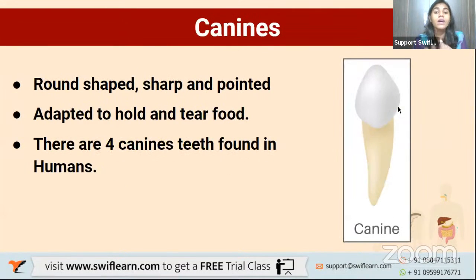Moving to the next type of teeth, which is your canines, the sharp ones. The round shaped, sharp pointed teeth are called canines. Canines are used for tearing food. When you eat chicken, mutton, and all, your canines work there, tearing the food. Totally, we have 4 canines: 2 in the upper jaw, and 2 in the lower jaw.